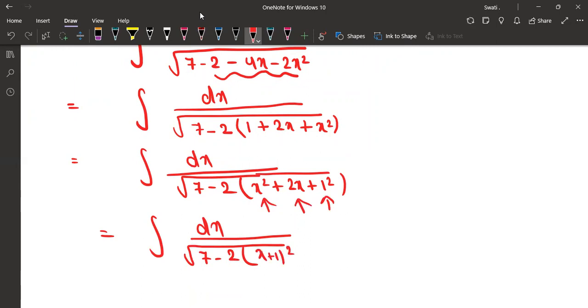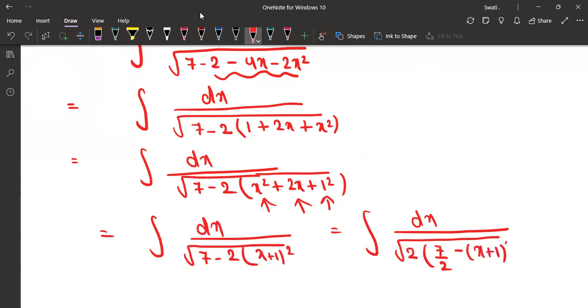Now we can simplify this by writing dx. Inside this root only, I'm going to take 2 common. So if I take 2 common, what do I have to put here? 7 by 2, of course. And from here I have already taken 2 outside common. So it will become just x plus 1 whole square as it is, and then bracket closed.